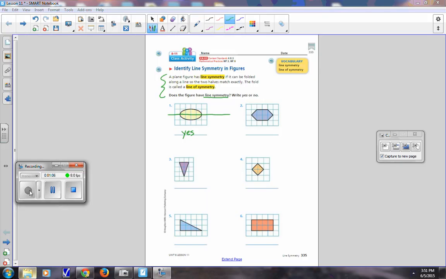If we were to fold it here, and it could be in multiple places. If you were folding it in half, it's just both sides. Think of a butterfly or a heart. You have to have half. If you fold it in half, it's going to match. So yes for number 2. What do you think for number 3? If we fold it here, will it be the same?